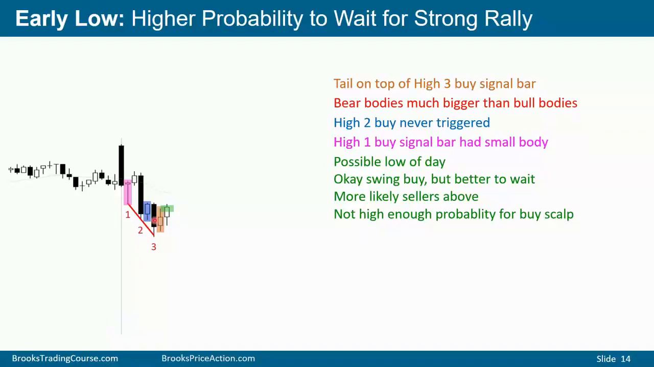While it's a possible low of the day and an okay swing buy, it's higher probability to wait to see if we get a strong reversal up and then buy higher. The probability for the bulls buying here is not high enough for a scalp. It's okay for a swing, but it's a low probability bet. I usually wait to see if we start to reverse up and then buy after the bulls have clearly taken control.